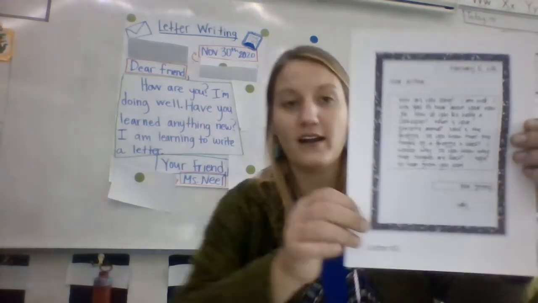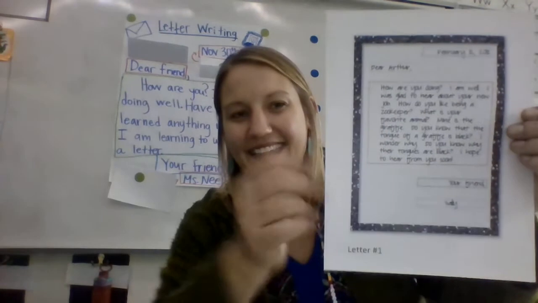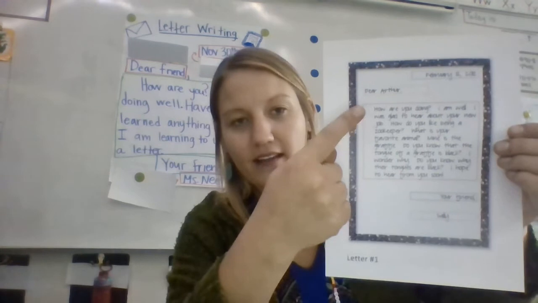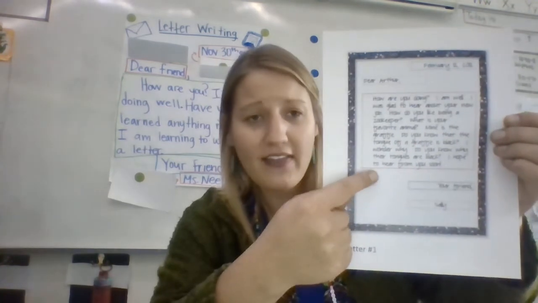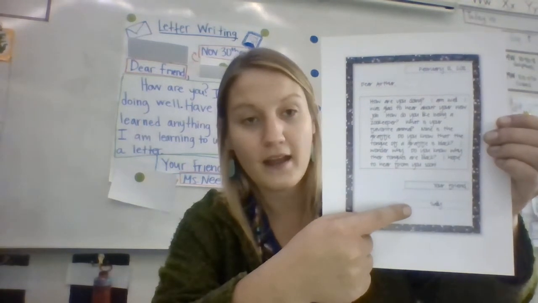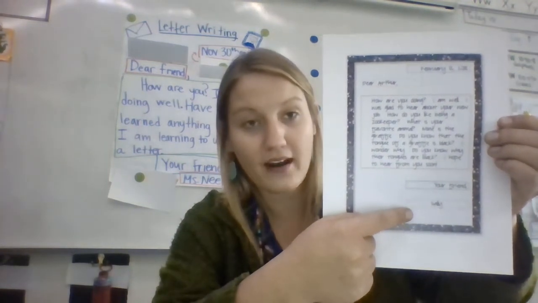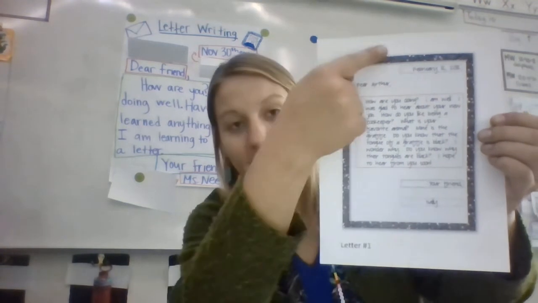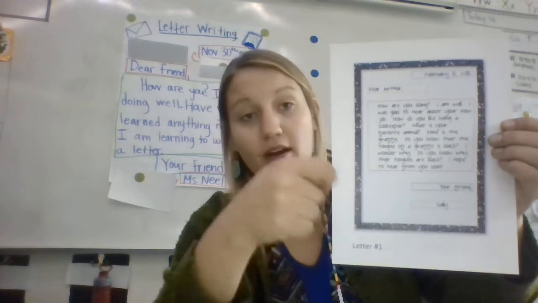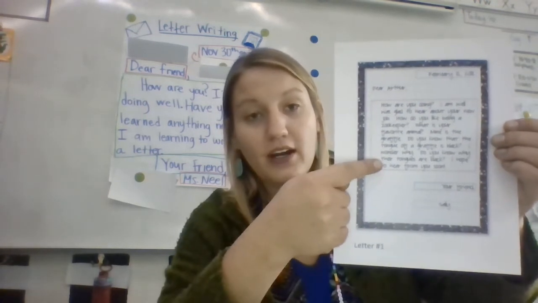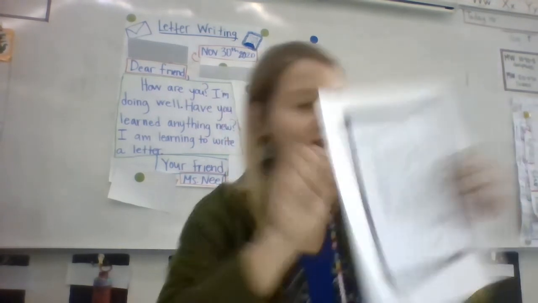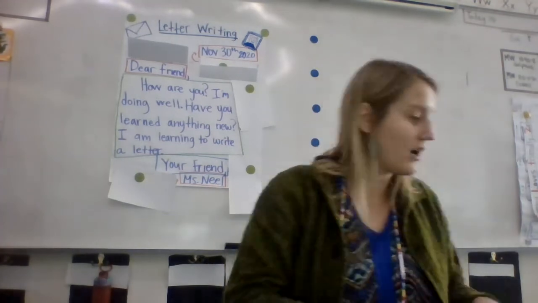Our first letter, I noticed, had a date. It said, Dear Arthur. Then it had a lot of information. And then at the end, it said, Your friend, and the person's name, Sally. Sally is the person who wrote the letter. So we have a date. We have telling who is the letter for, Dear Arthur. We have information here in the letter. And then from your friend, Sally. Let's look at our other letters and see what they have in common.